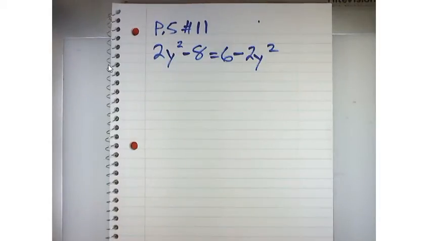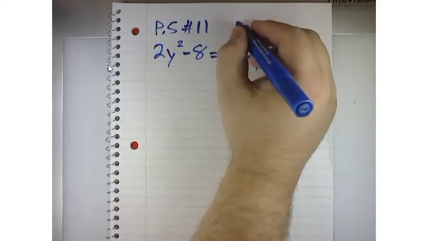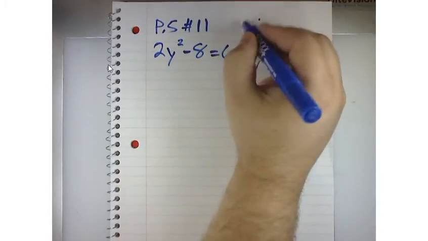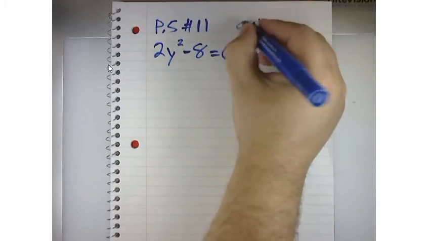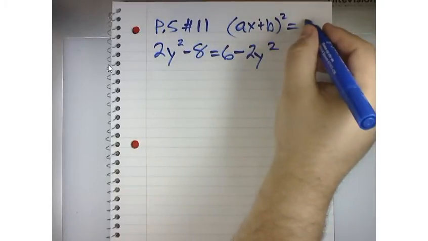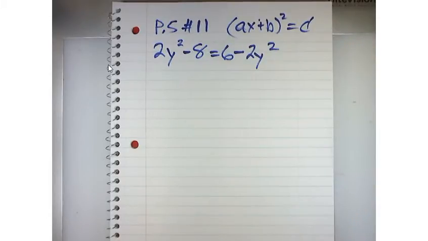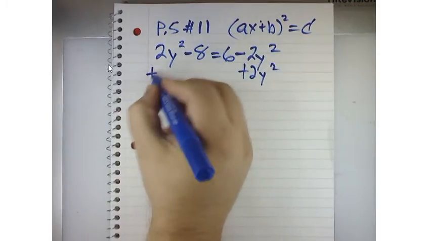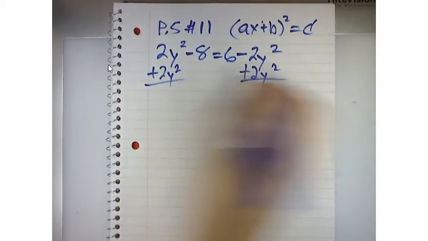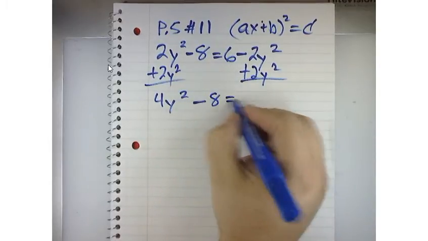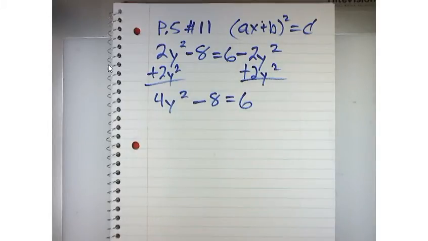All right, so now in order to solve by square roots, and this is actually kind of an easy problem, but in order to do square roots, we want something that looks like this on one side equals a constant on the other side. Okay, so what I'm going to do is add 2y squared to both sides because I want to get the y squareds. So this one we got to do a little algebra, right? So I got 4y squared minus 8 equals 6.